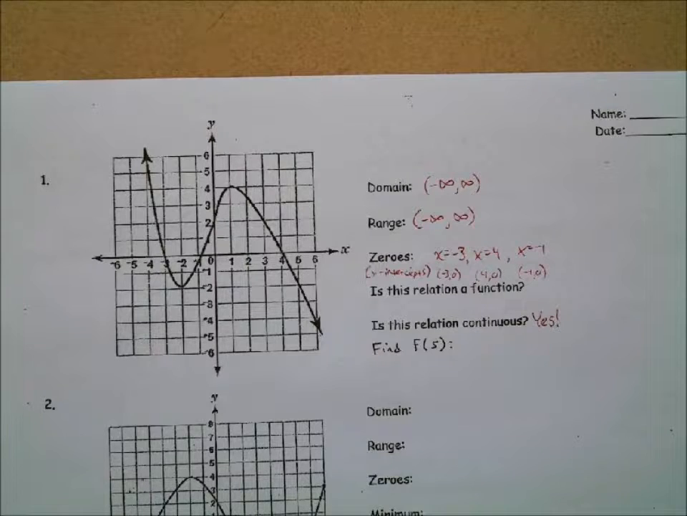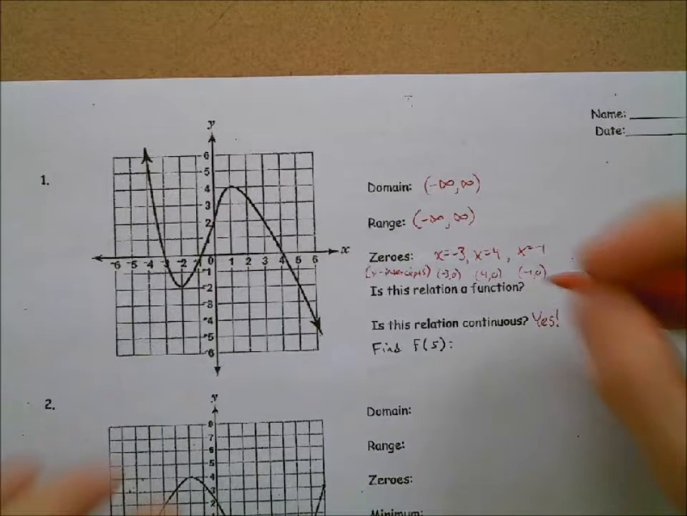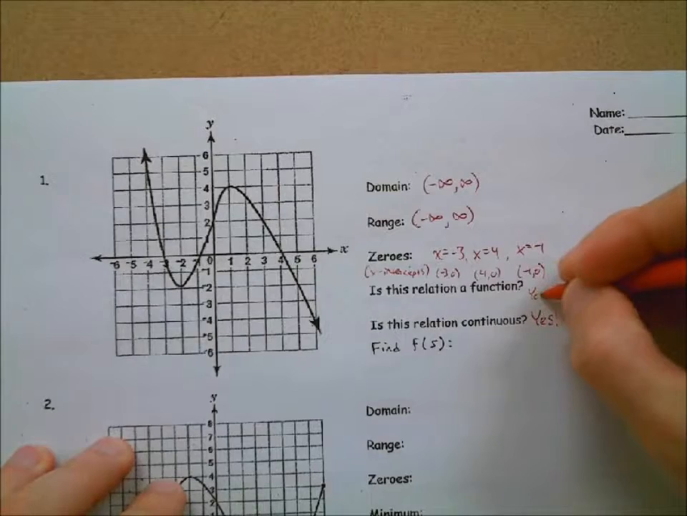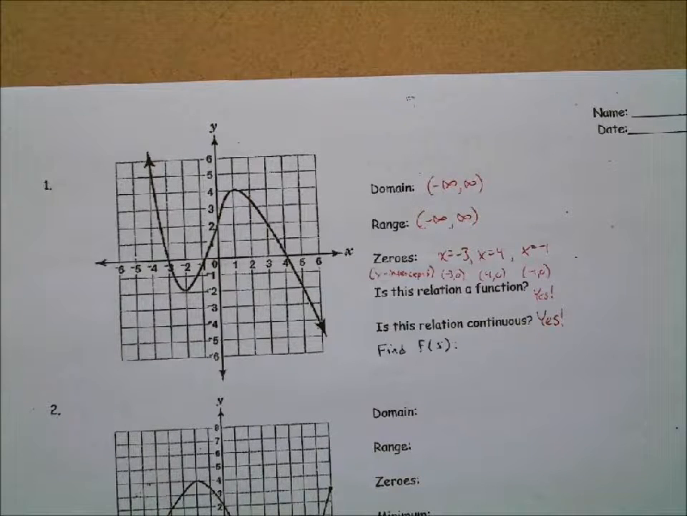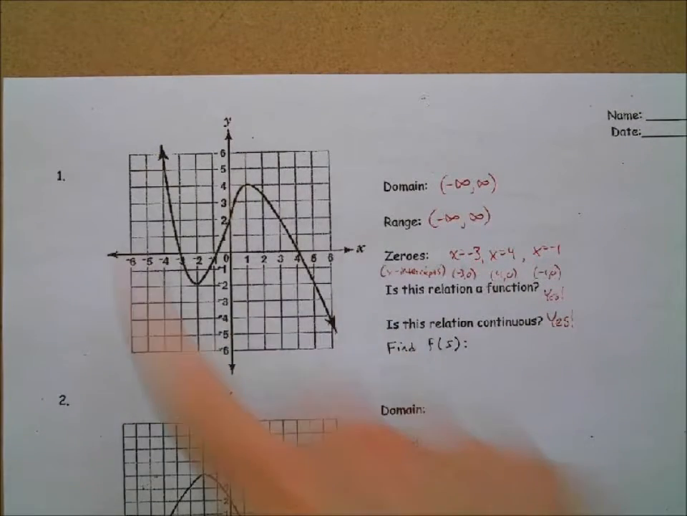Any vertical line we draw here will only hit the graph once. So yes, it's a function. Okay, last one, we're supposed to find f of 5. Let's go to Carson.